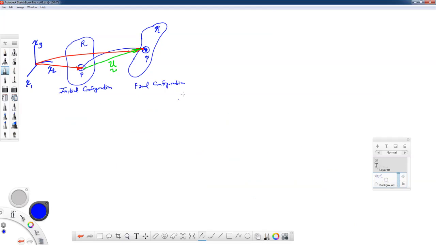So to expand those relationships out just a little bit, we'll do that over here. The location of the point, the xi1 coordinate, would be a function of x1, x2, and x3 in general time. And similarly for the other two coordinates in the deformed configuration.